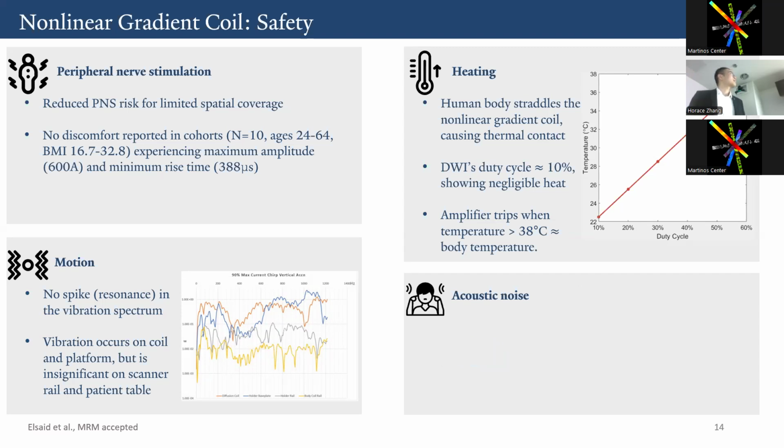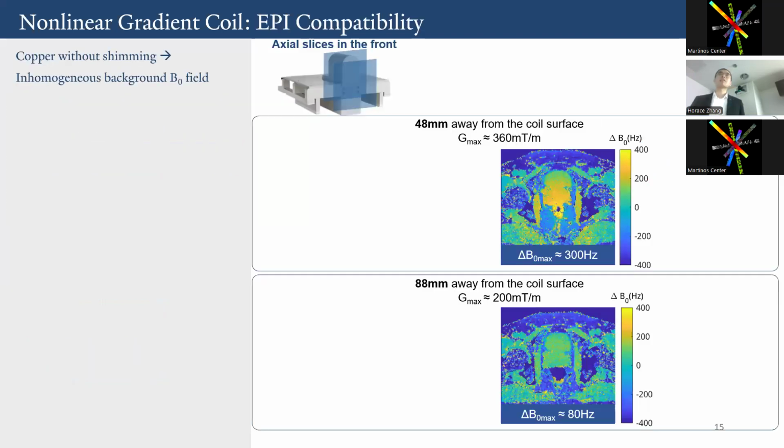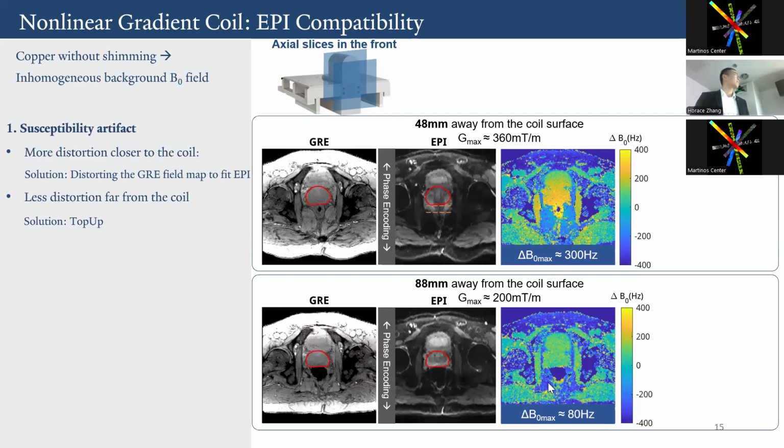Now, moving on from the safety issue, I'm going to talk about its EPI compatibility. Basically, this is a hunk of copper without additional shimming that is inserted into the scanner bore. So the background phase field is bound to be inhomogeneous. It's evident from the 2 slices that we test. This is the slice that is closer to the gradient coil surface. You can see a huge inhomogeneity up to 300 Hertz. This one is nicer because it's farther away.